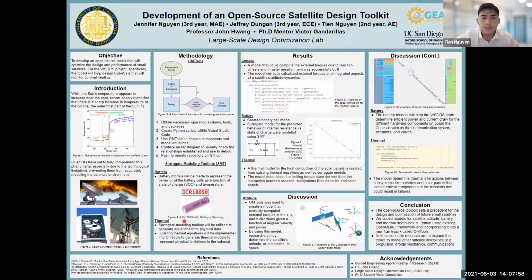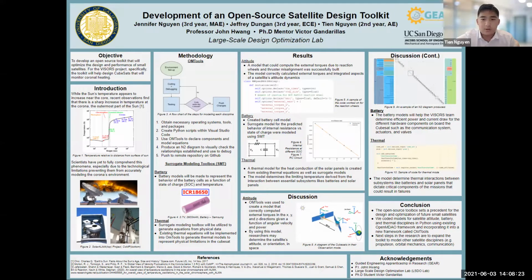So essentially, SMT, or the surrogate modeling toolbox, as Jeffrey mentioned, was also utilized to generate equations from physical data for the thermal subsystem. In this type of work, there are often very few equations governing the desired effect that we're looking for. As Jeffrey mentioned, there's no state of charge as a function of temperature or the effect of temperature on solar panel efficiency that we can easily look up and plug in numbers. So we had to create our own.